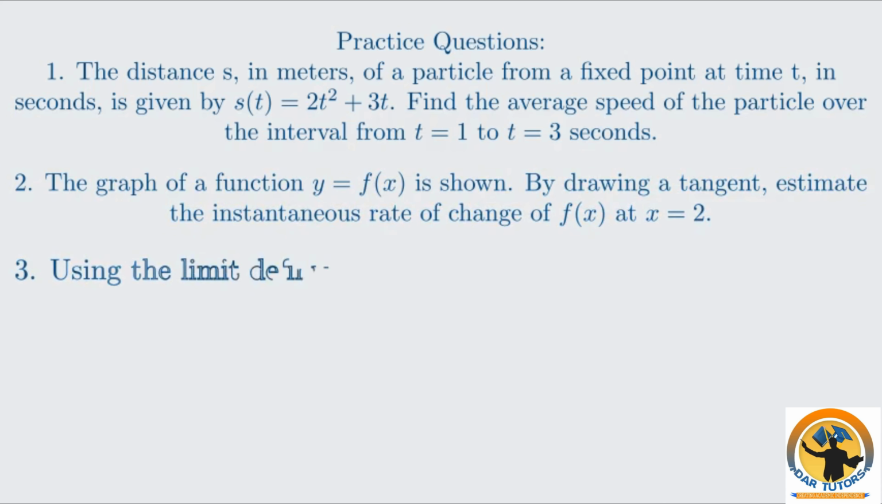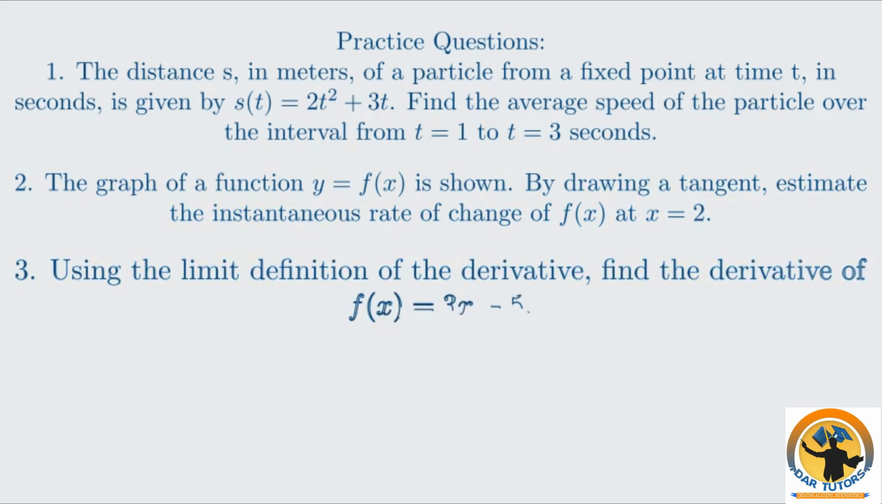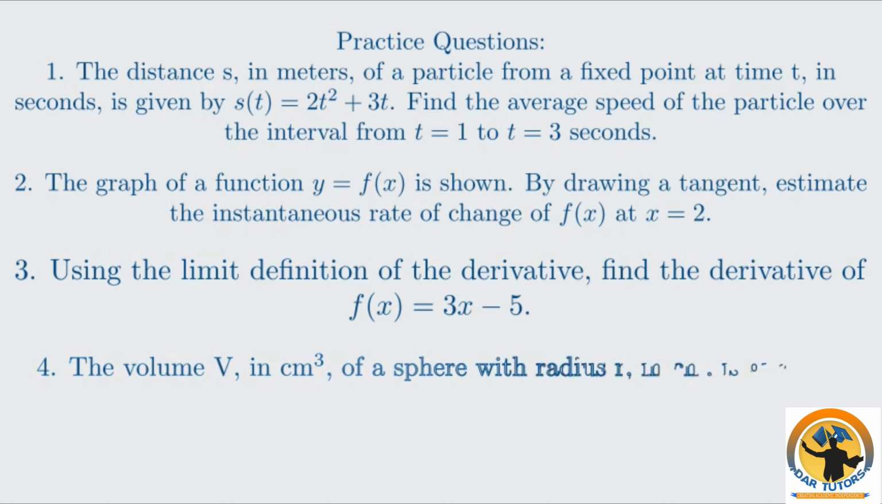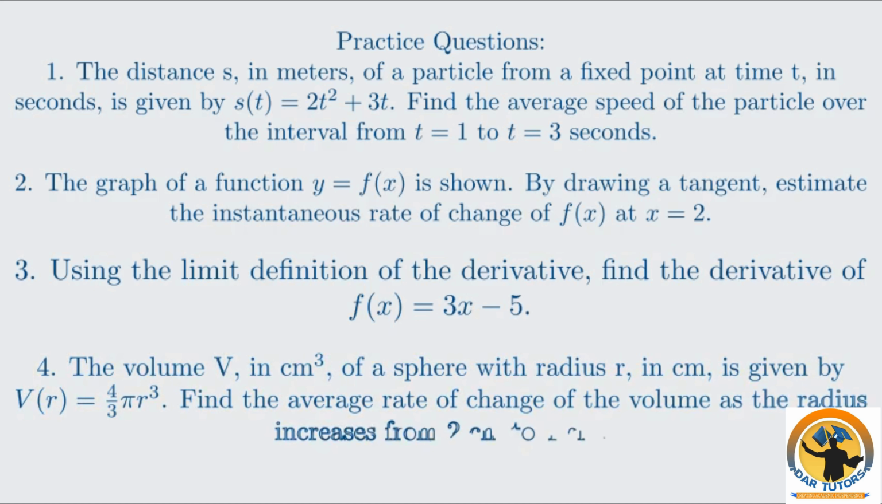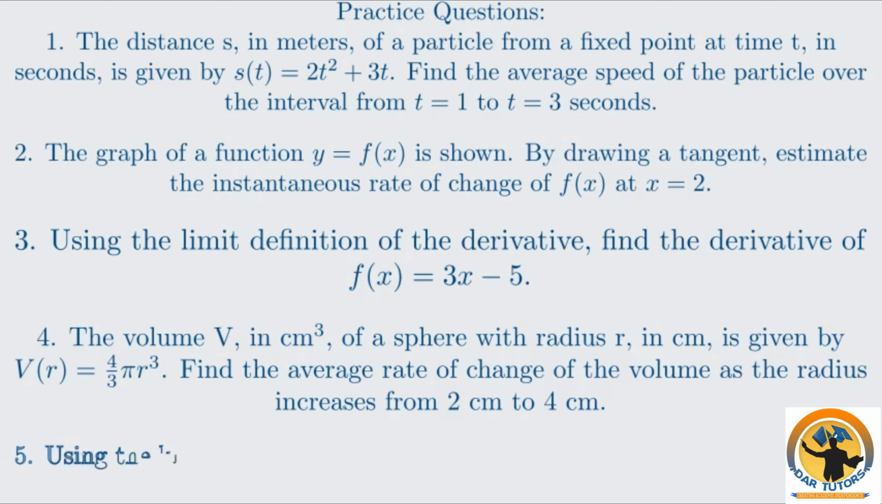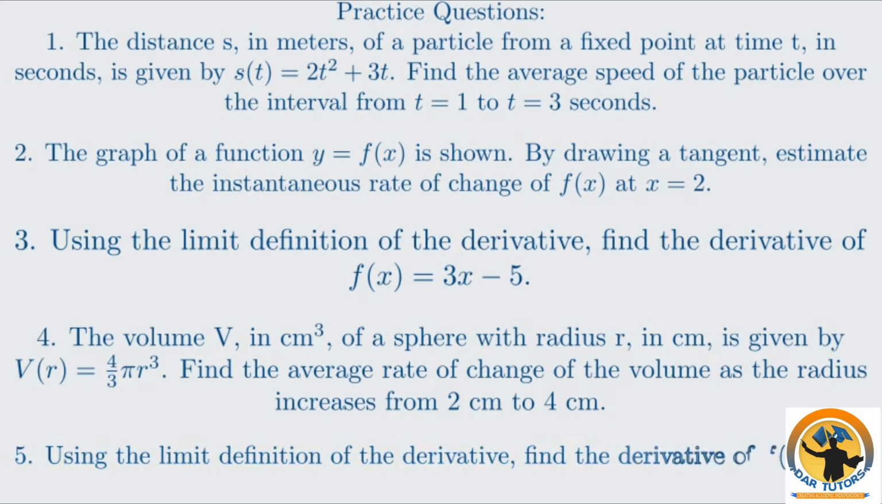Question 3. Using the limit definition of the derivative, find the derivative of f of x equals 3x minus 5. Question 4. The volume V in cubic centimeters of a sphere with radius r in centimeters is given by V of r equals 4 over 3 pi r cubed. Find the average rate of change of the volume as the radius increases from 2 centimeters to 4 centimeters. Question 5. Using the limit definition of the derivative, find the derivative of f of x equals 1 over x.